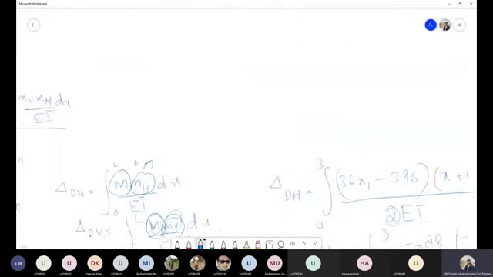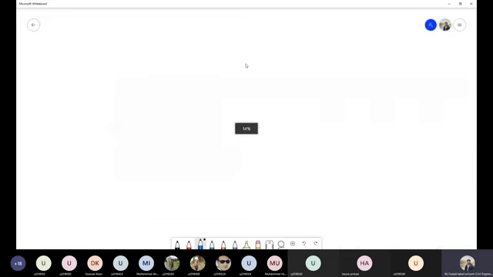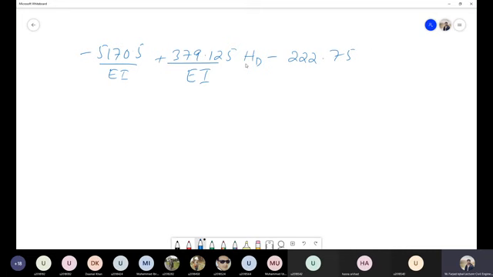I'm going to write it over here. That will be minus 5170.5 over EI plus 379.125 over EI into HD minus 222.75 VD over EI minus 64.125 over EI into MD is equal to 0.